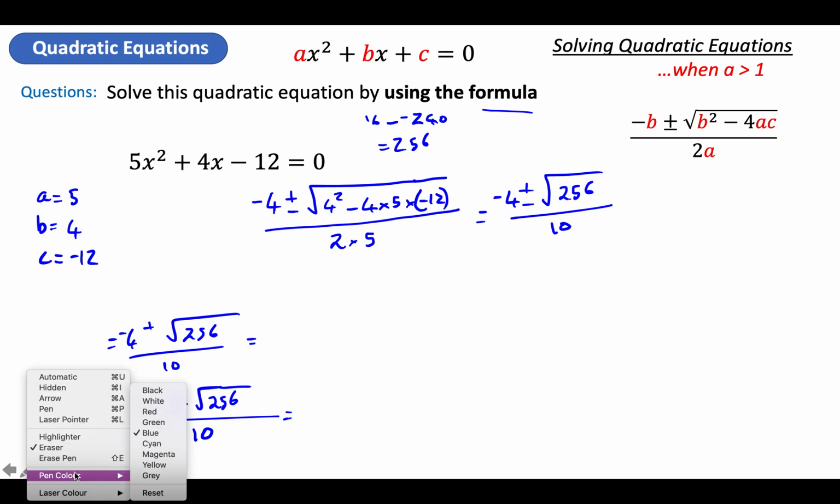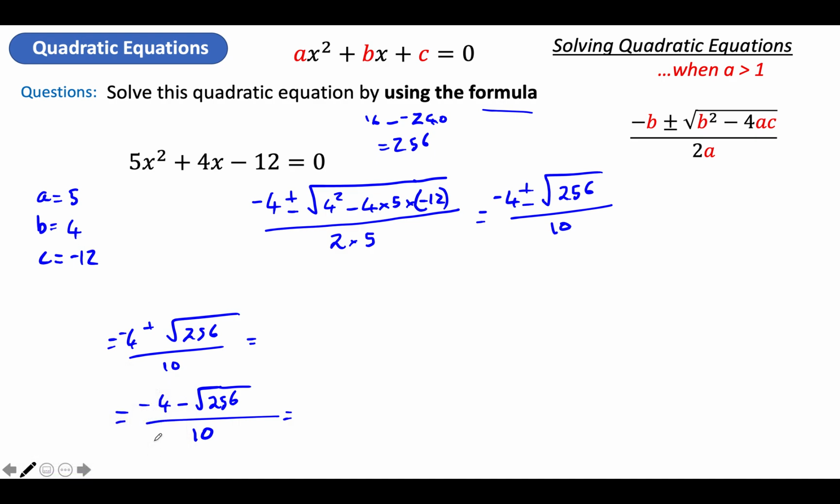Now I can't remember off the top of my head what the square root of 256 is, so I'm going to put it in my calculator. Minus 4, plus the square root of 2, divided by that, equals 1.2. So one of the answers is 1.2. And then let's do it again with the minus: 256 divided by the 10 equals minus 2. And so my other answer is minus 2.